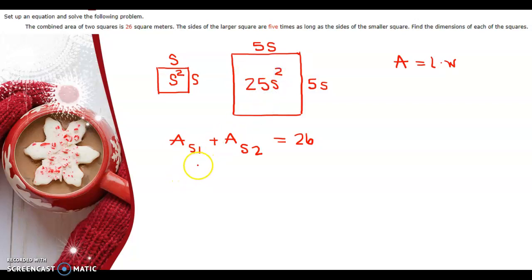So now we can plug that into our combined area equation. The area of the smaller square is S squared. The area of the larger square needs to be added to it. That'll be 25S squared. And that equals 26. Now remember, this is 1S squared. So 1S squared plus 25S squared is 26S squared. And now I'm just solving for S.